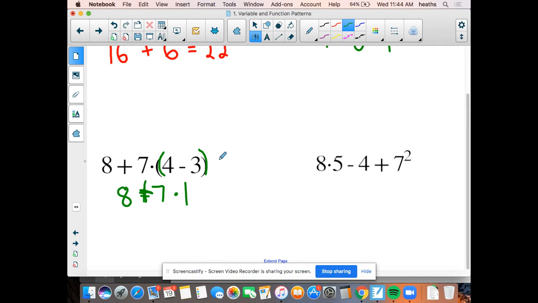What comes first, addition or multiplication? Remember, parentheses and exponents, followed by multiplication and division. And there is a multiplication operation in there, so we need to figure that out. 7 times 1 is going to be 7. And then finally, I'm going to drop the rest of my problem down, which is 8 plus 7. 8 plus 7 equals 15.